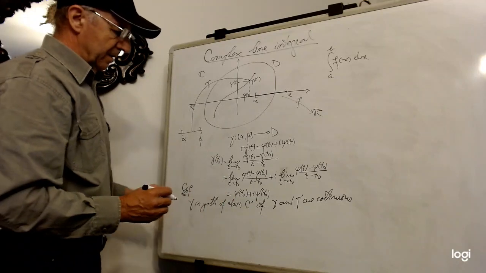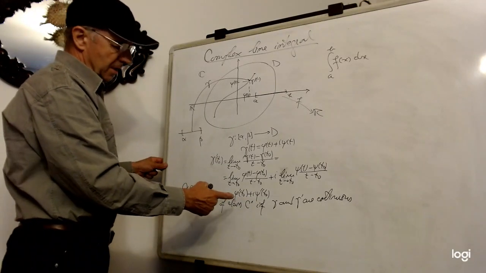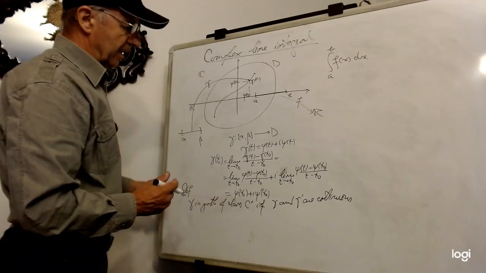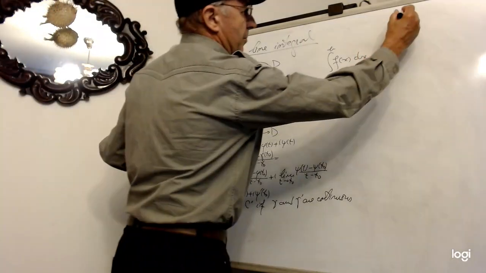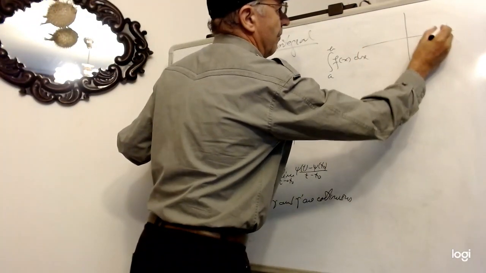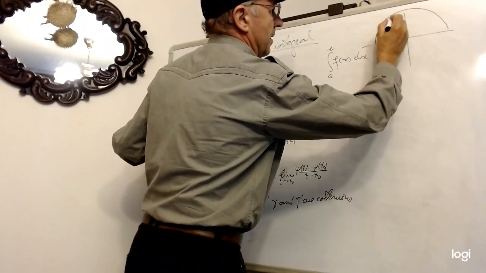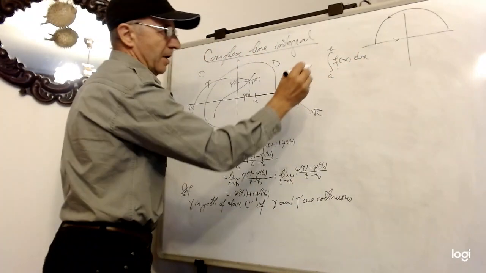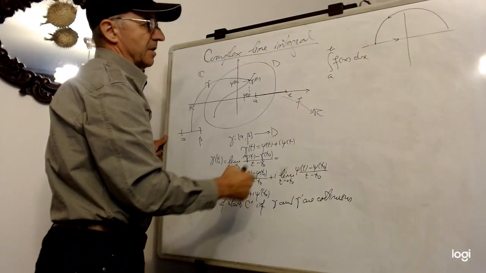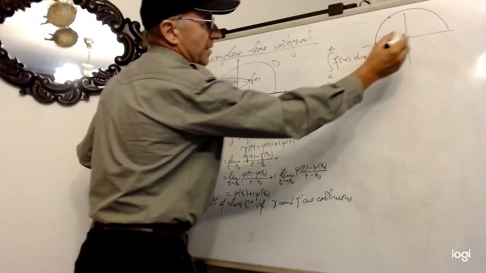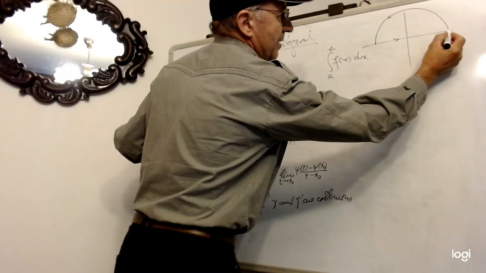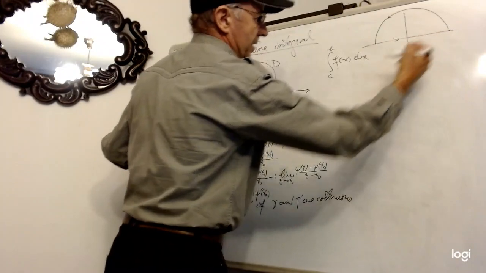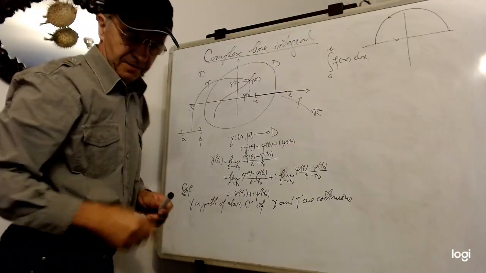Then we extend the definition to paths which are composed from paths of class C1. For example, such a path is the following. Firstly, this, and then this. Here, the derivative of gamma is not continuous, it has a discontinuity, but the closed path presented here is composed from two paths of class C1. Now we present the definition.